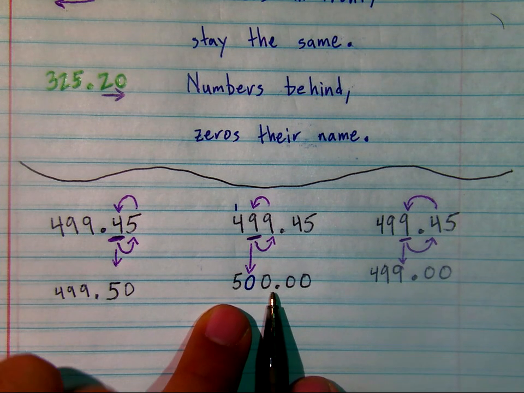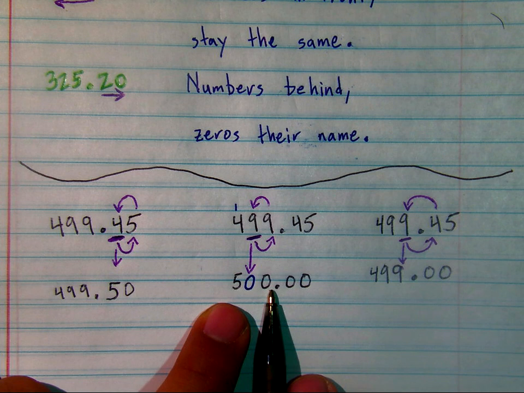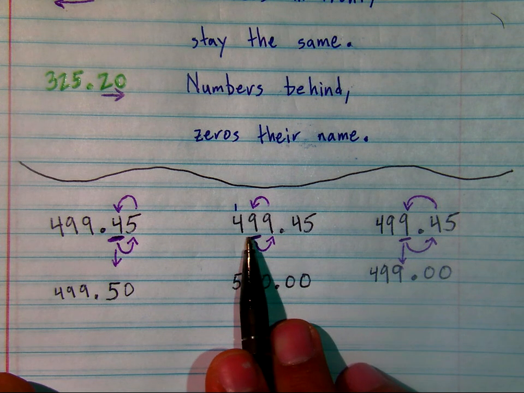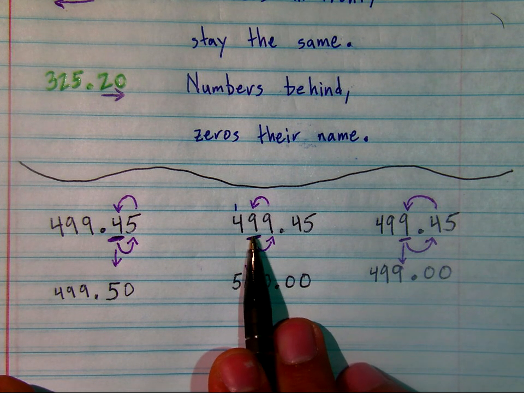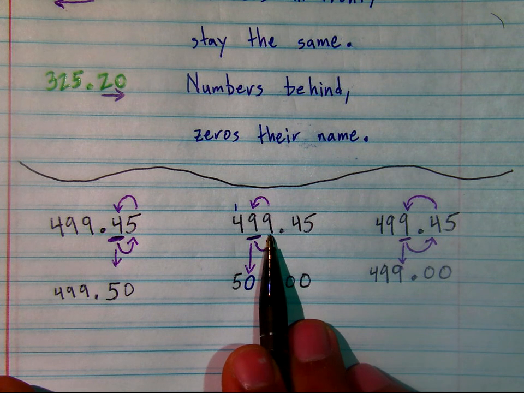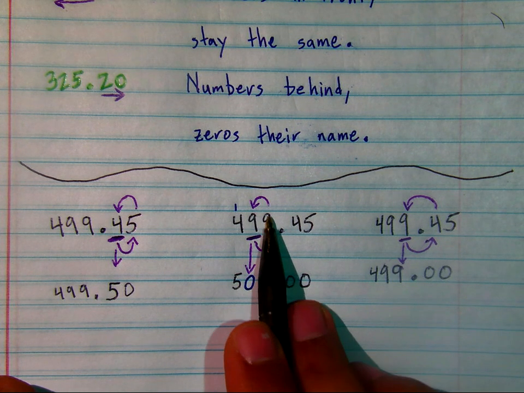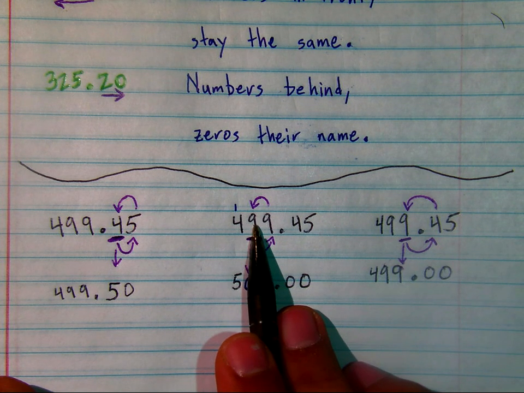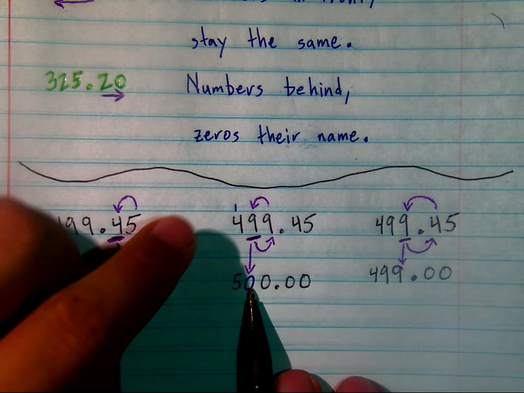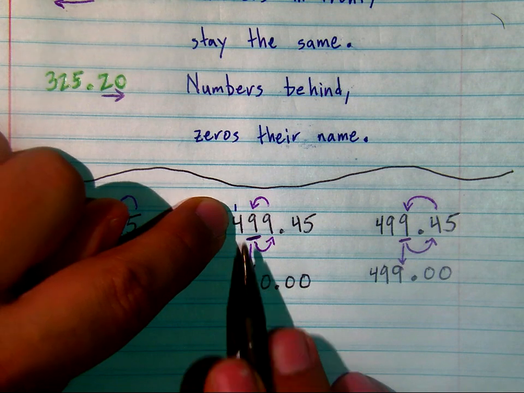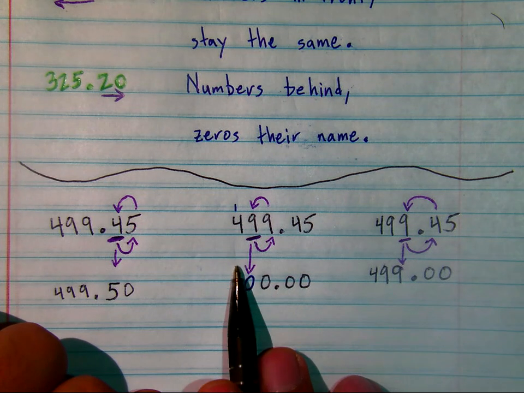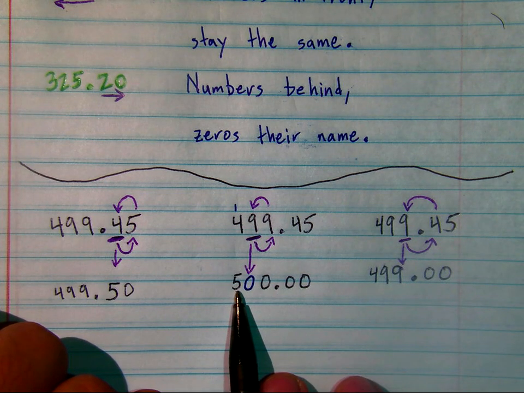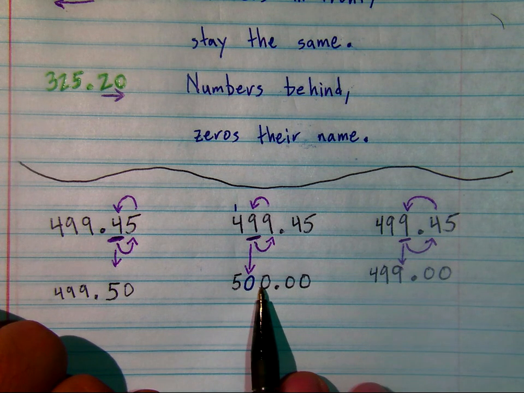Over here, this one's a little more challenging. Find your place if you're rounding to the tens. Find your place, look next door. Is this 5 or greater? Yes. So you add one more. But this 9 becomes a 10, which means you must carry that 1, which changes it to 500. Numbers in front stay the same. Numbers behind zeros your name.